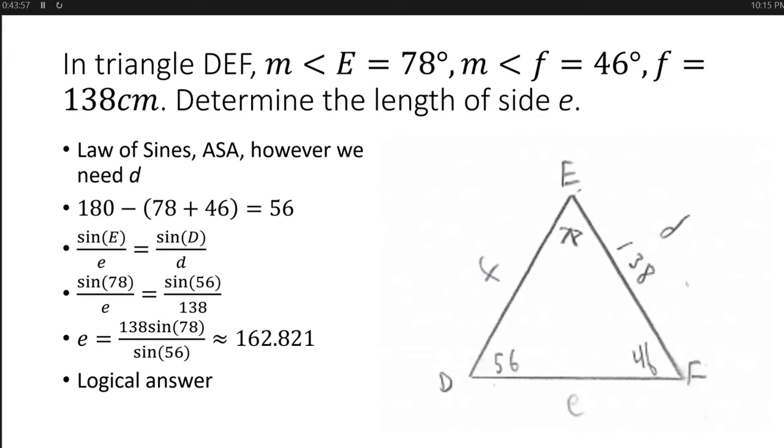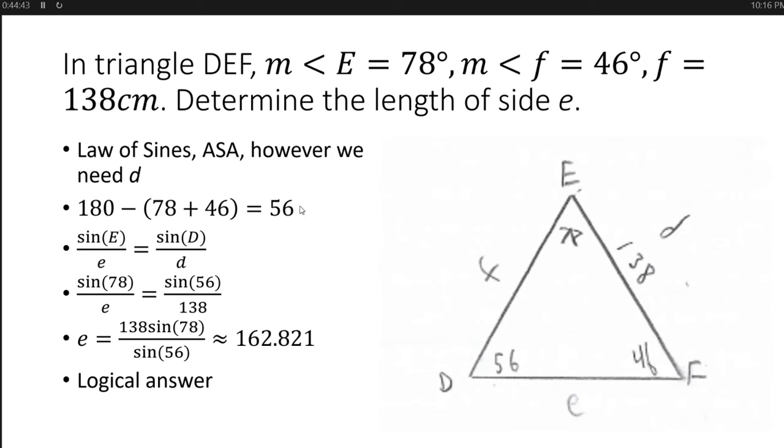Okay. In triangle DEF, the measure of angle E is equal to 78. The measure of angle F is equal to 46. Sorry, that should be capital. And f is equal to 138. So determine the length of side e. So this is our triangle. I drew it out. We've got DEF. We don't know D, but we know E and F, so 78 and 46. Just plugged it in, and we know that F is going to be 138. That should be here, so that's my bad. That's not correct, but it will give the same answer. It does not matter. Or it does matter, but this is just an incorrect drawing.